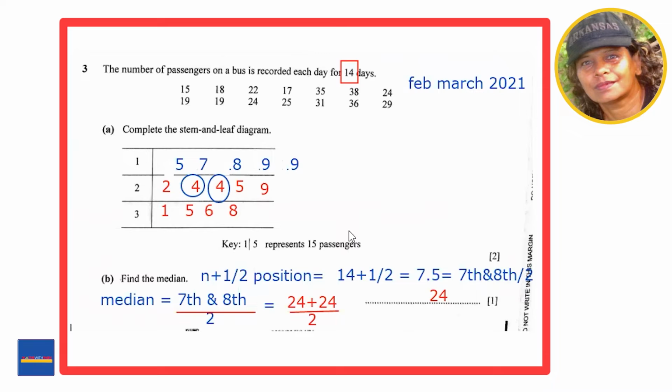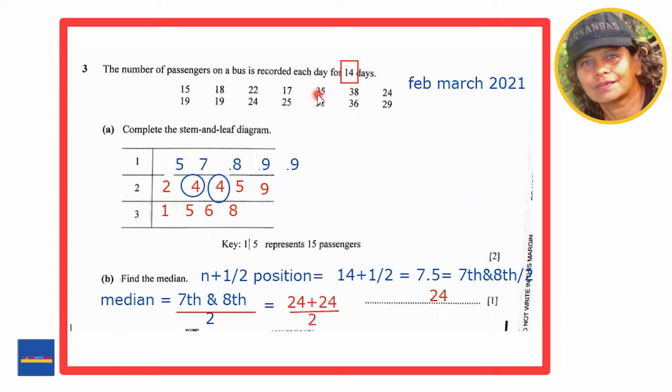So usually what we do is we start off with each number and we place it. So the key is 1, 5 is 15. So obviously 15 would be written as next to 1 we have 5. And then the next number would be 18. 18 would be after 5. Then we have 22. So we go to the second row. 2, then we have 17. 17 has to be between 15 and 18.